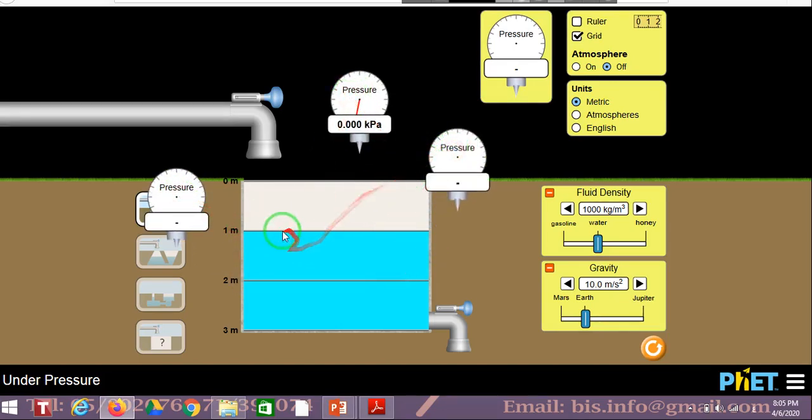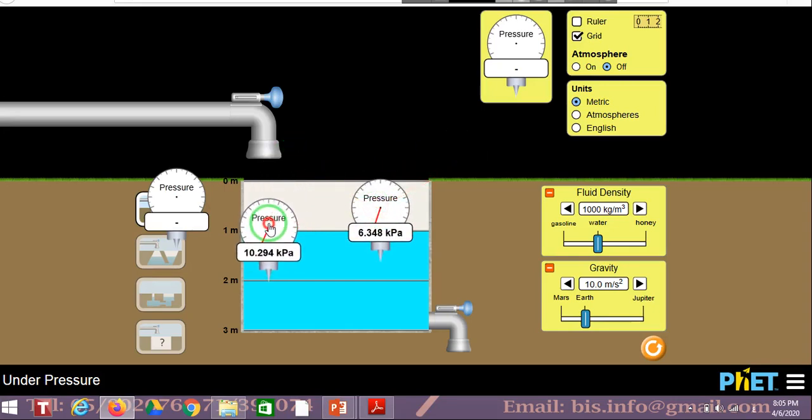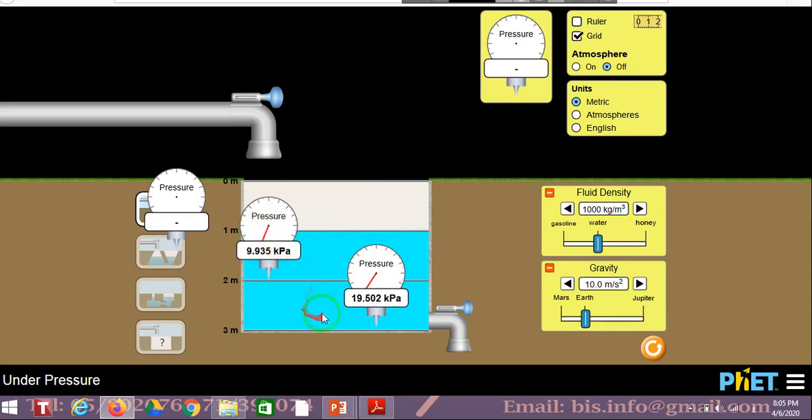Okay, is it clear? So, let's say that an object is at a point here, A, and another object here, another object down. How do we determine the variation in pressure, or the difference in pressure? I have to subtract 19,502 from 9,935, and this will be the variation in pressure between these 2 points.